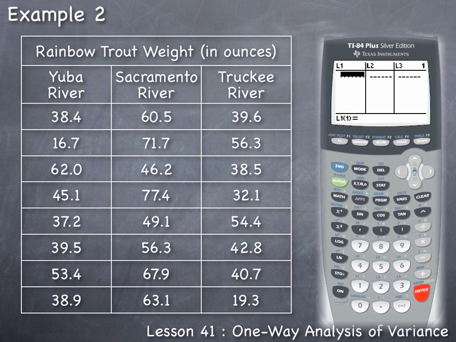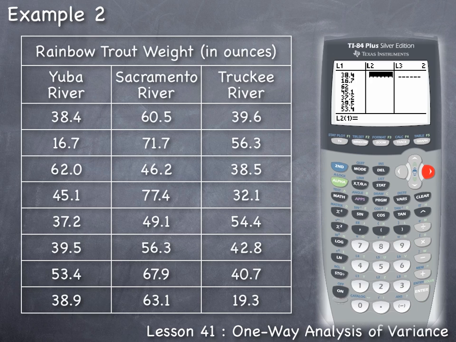Now the first sample, the weight of the rainbow trout caught in the Yuba River, is entered into the first list. 38.4, 16.7, 62.0, 45.1, 37.2, 39.5, 53.4, and 38.9.